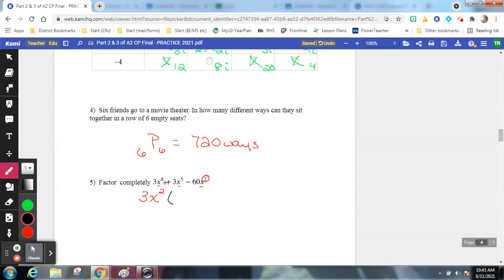3 divided by 3 is 1. x to the 8th, take away 2 of them, leaves me with x to the 6th. 3 divided by 3 is another 1. x to the 5th, take 2 away is x cubed. Negative 60 divided by 3 is negative 20.